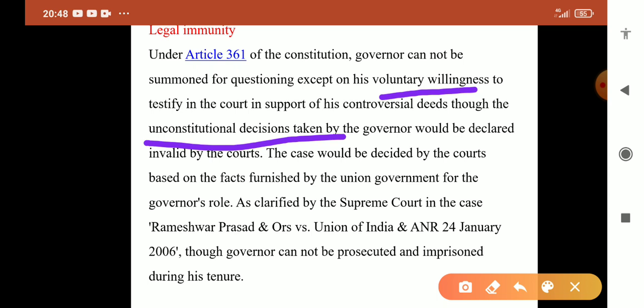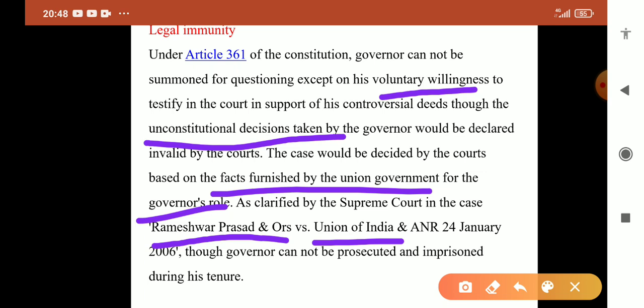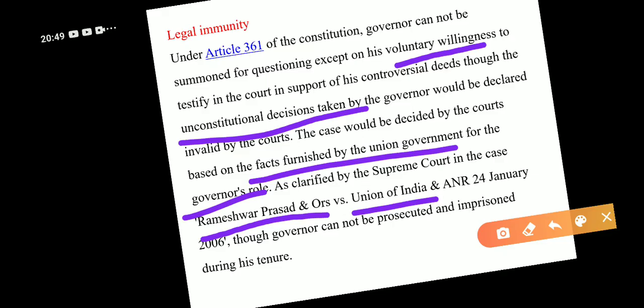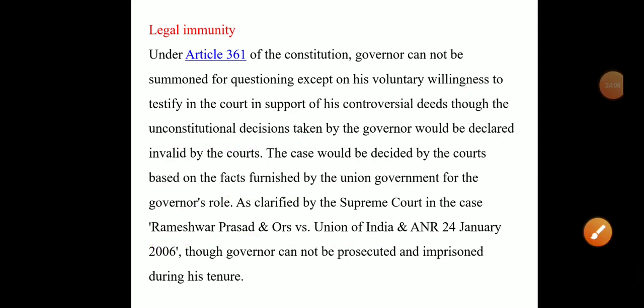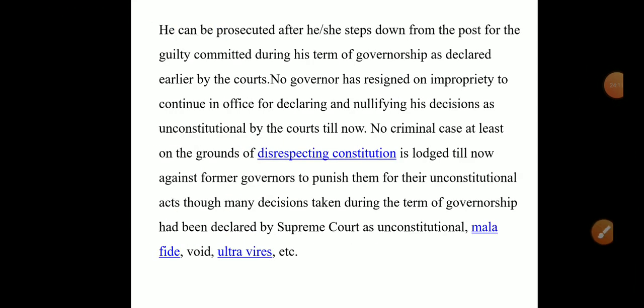The case would be decided by the courts based on the facts furnished by the union government for the governor's role, as clarified by the Supreme Court in the case Rameshwar Prasad and others versus Union of India and another, 24 January 2006. Though a governor cannot be prosecuted and imprisoned during his tenure, his actions can be declared unconstitutional and invalid. So these are his legal immunities. He can be prosecuted after he or she has stepped down from the post, for the guilt committed during his term of governorship.